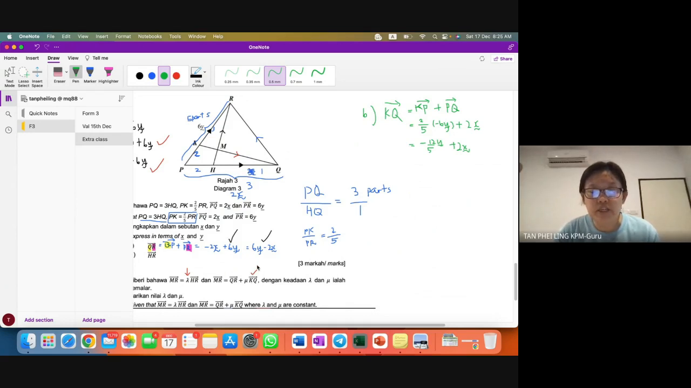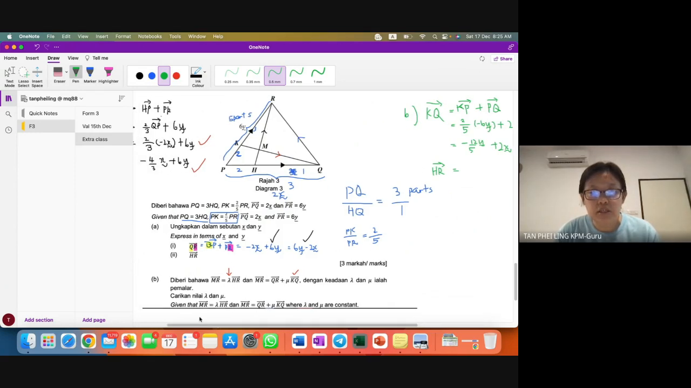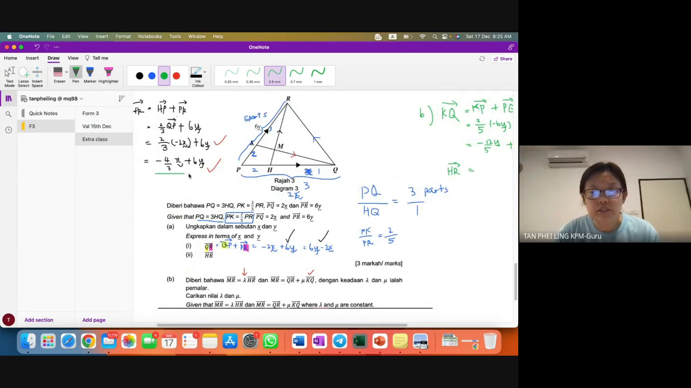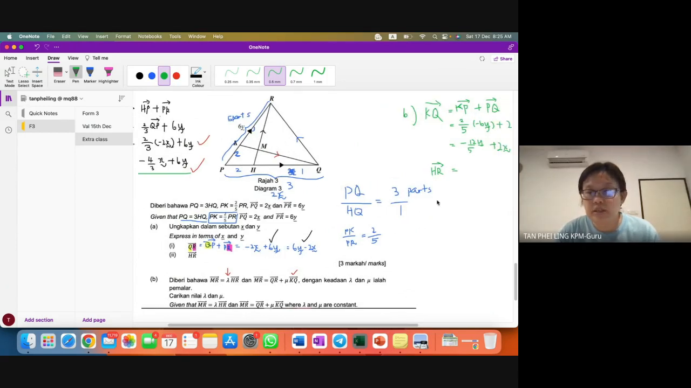So now I found KQ. Can I also find HR? Oh, I no need to find HR. My HR is already given, because I found it in this part. Just now we found our HR already. Our HR is here. So we make use of HR, which is minus 4 over 3x plus 6y. Now remember that we always arrange our x first, then our y.